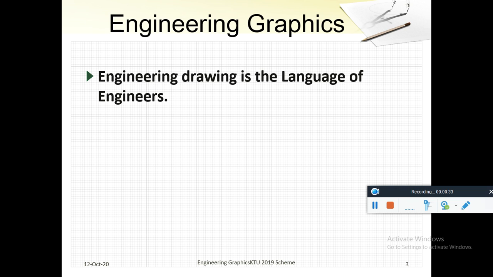Engineering drawing is the language of engineers. The drawing may be artistic, but engineers use it to draw the ideas from their designs. These drawings are called engineering drawings.